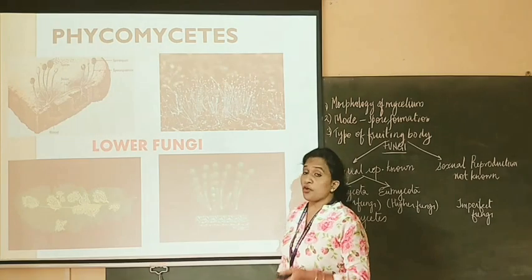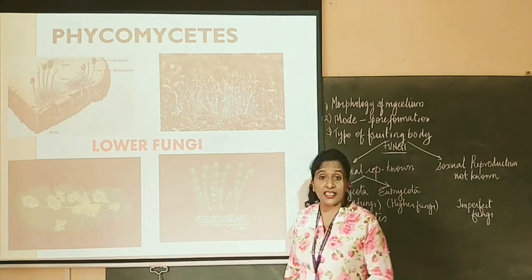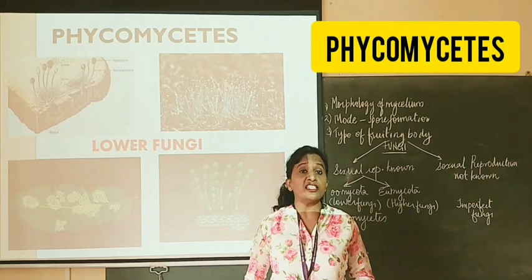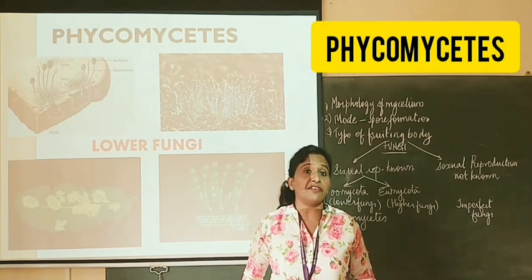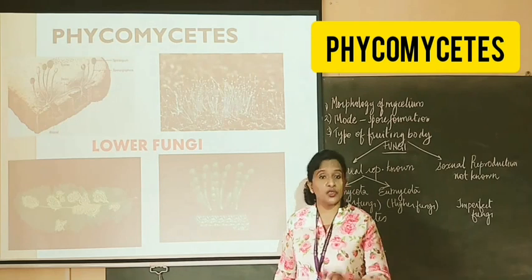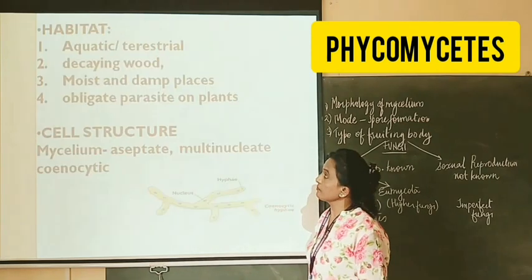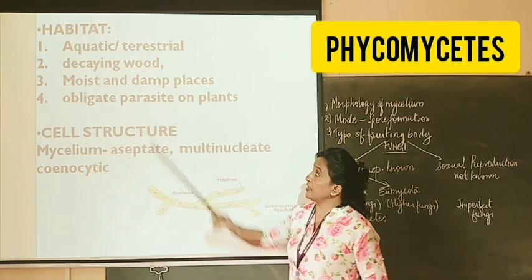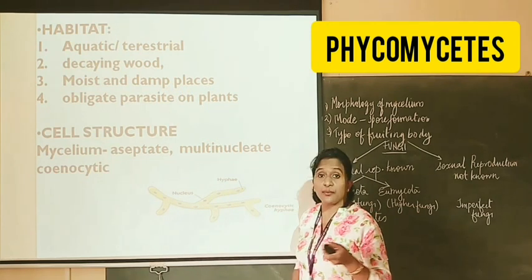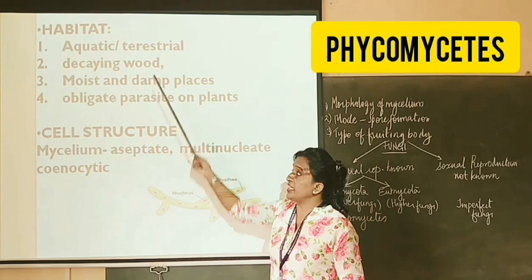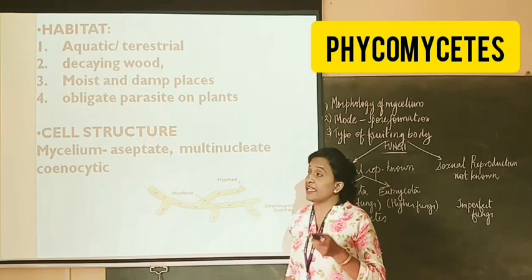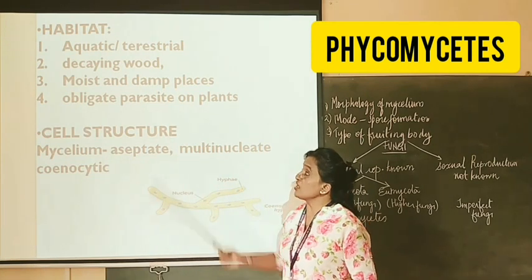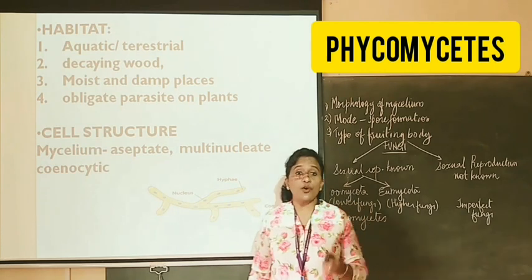Okay? So PHYCOMYCETES are lower fungi, indicating that these were the first organisms of kingdom fungi to be evolved from protistum. Okay? So they usually live in aquatic conditions, as well as they can be in terrestrial form on decaying wood, moist and damp places. They are also obligate parasites on plants.